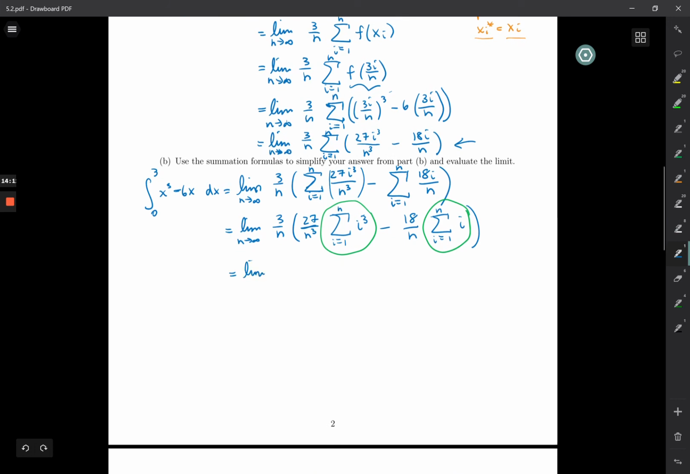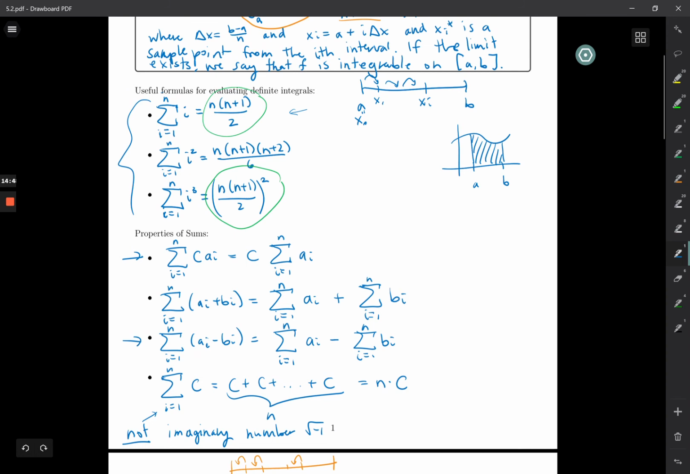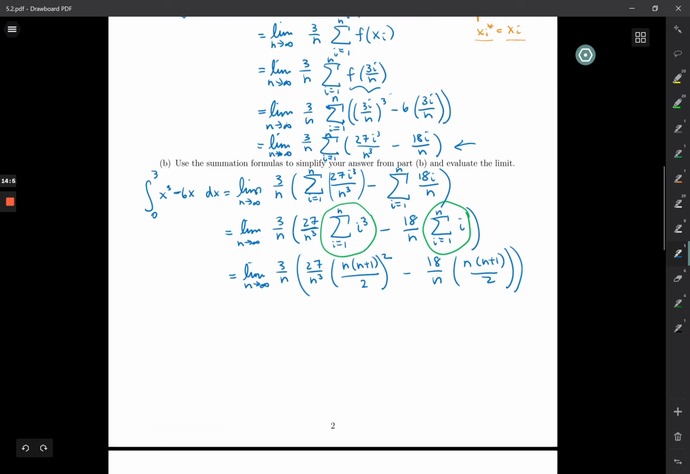So we'll go ahead and do that now. So 3 over n, 27 over n cubed. The formula for i cubed, I am pretty sure it should be n times n plus 1 over 2, squared, and 18 over n, and that one is n times n plus 1 over 2 without the square. And just in case you are wondering, you do not need to memorize these formulas up here. I will give you these, so don't worry about memorizing them. On an exam or a quiz, you'll have them.